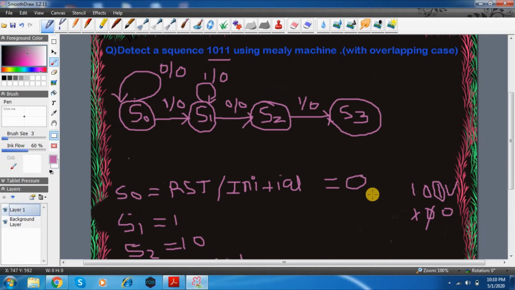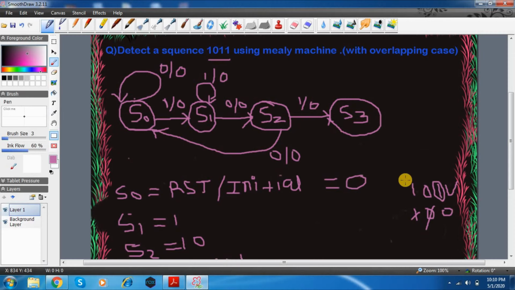So it will go to S0 when 0 is detected. Understand? When 0 is detected, it will go to the S0 state, and at that time the output will be 0. And when 1 is detected, go to the next step. Now come to the S3 part.